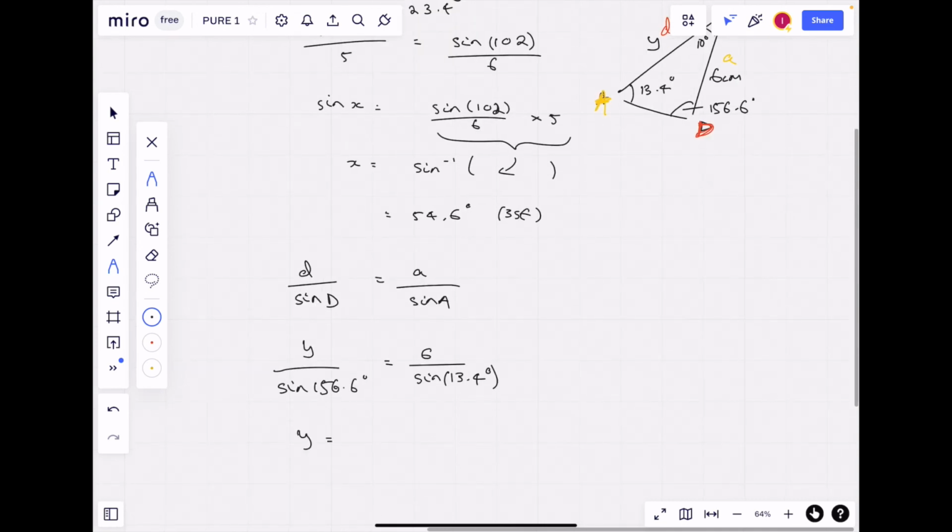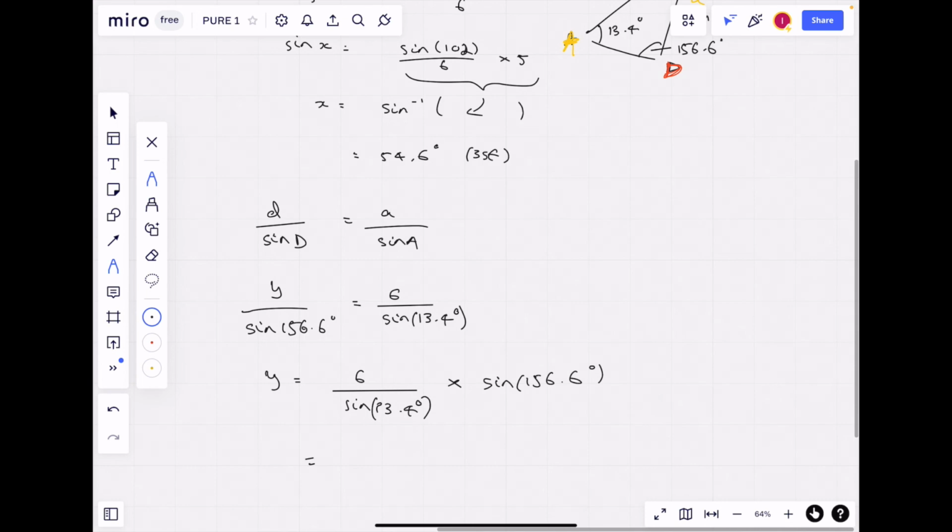We times by sine 156.6, and then you should get 10.28, which is 10.3, to 3 significant figures. And there you go. That is how you do the sine rule.